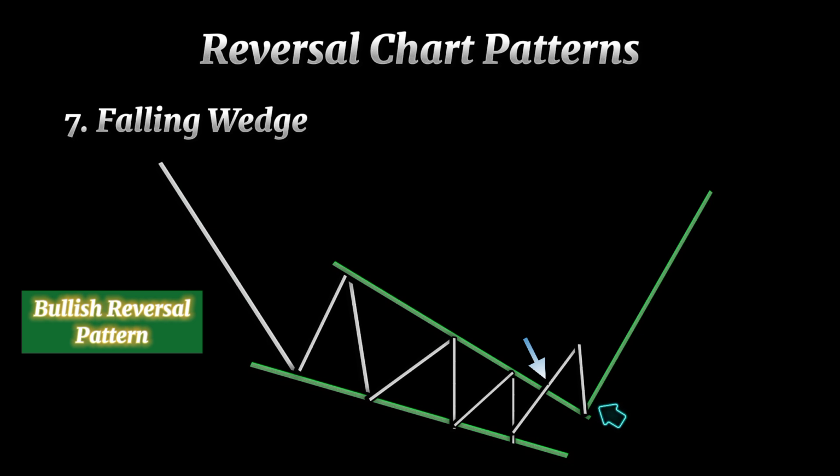The logical stop loss is placed below the lowest low in the wedge, and the take profit target should be placed at least 3 times the size of the stop loss.